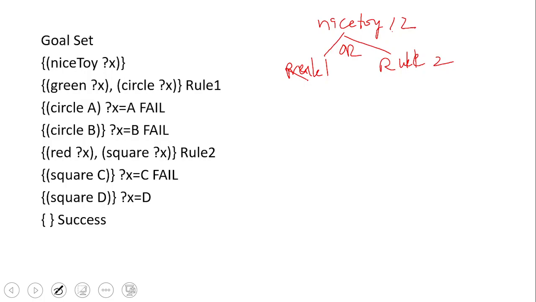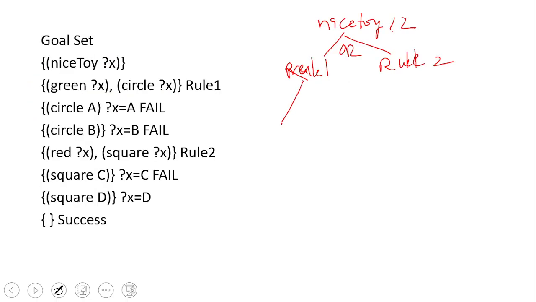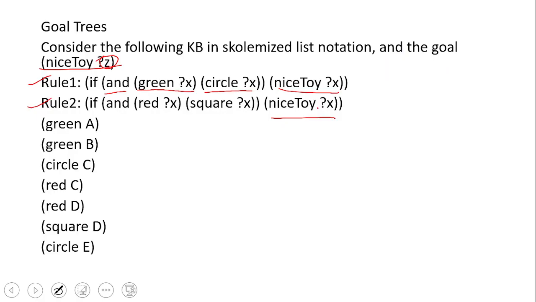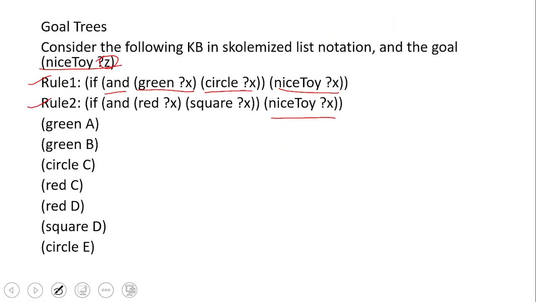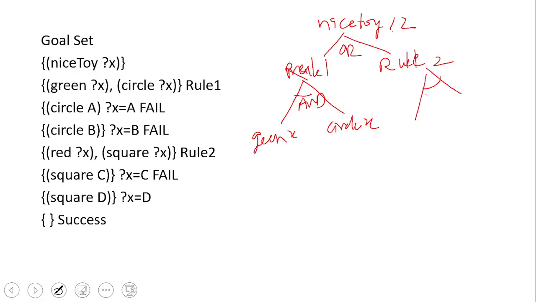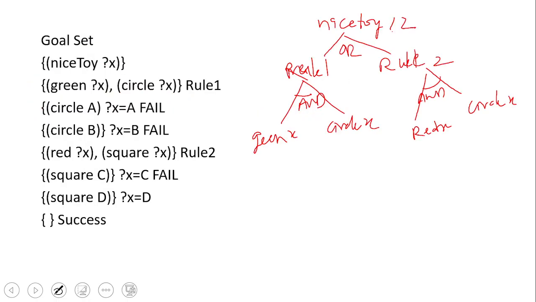Those are the sub goals. How can we get rule 1? Green of x and circle of x. So we are having an AND operation here, that is green x, circle x. For rule 2, red x, square x, and an AND operation, red x, square x. So what they had given, green A, green B, we'll write that one green.